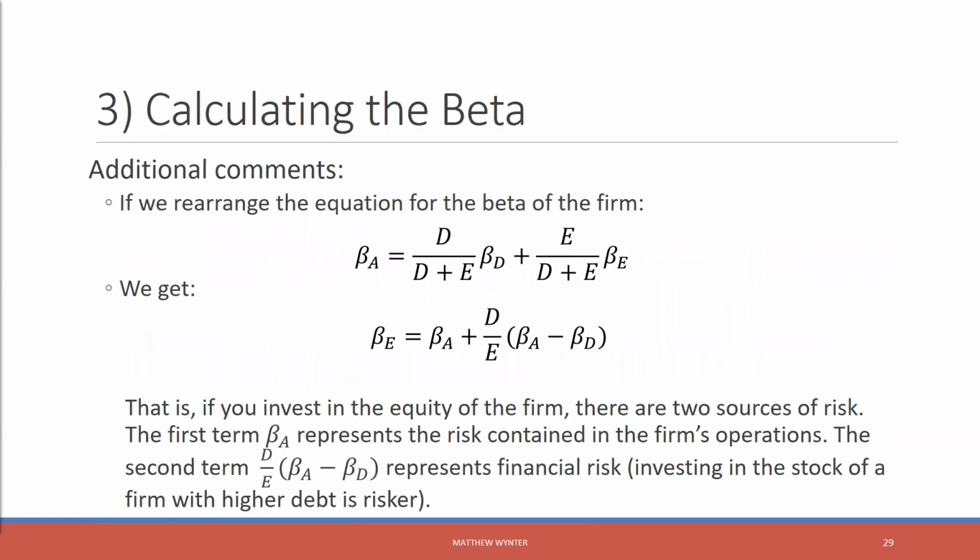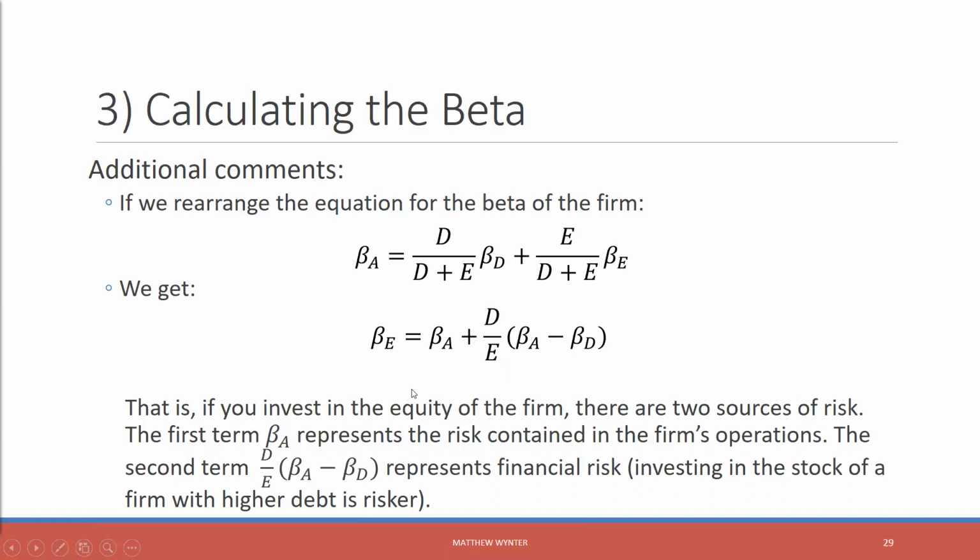So we've got the beta of our assets equal to the weighted value of the beta of our debt and the beta of our equity. If we do some rearranging and some algebra, what we'll find is that the beta of our equity equals the beta of our assets plus the ratio of debt to equity multiplied by the beta of our assets minus the beta of our debt.